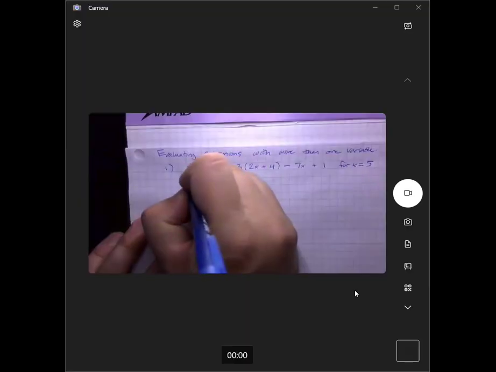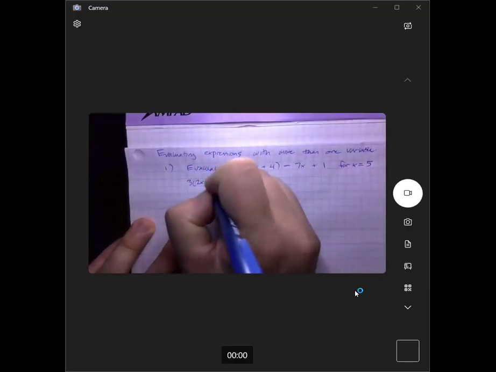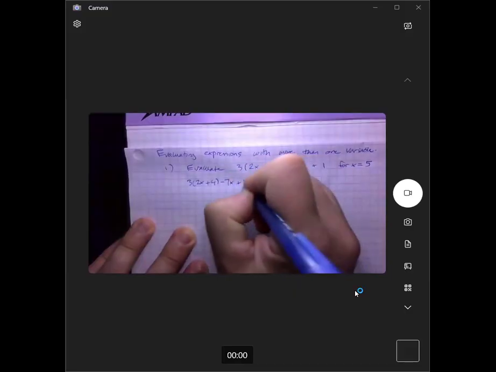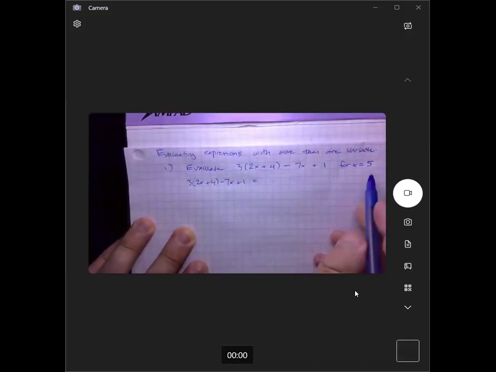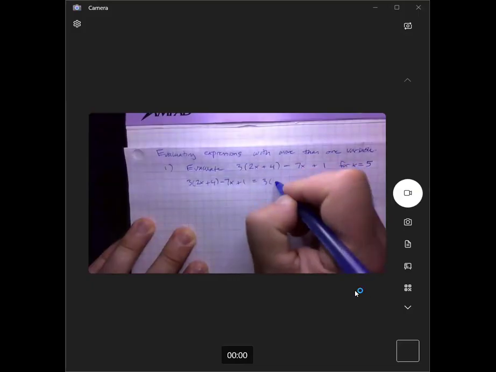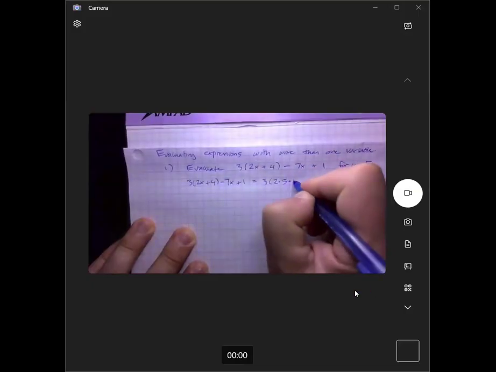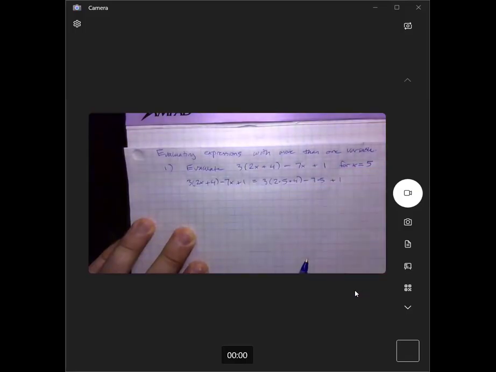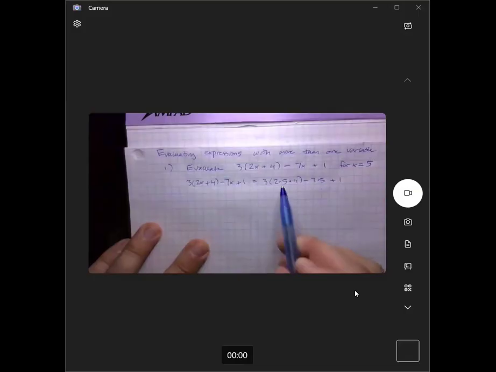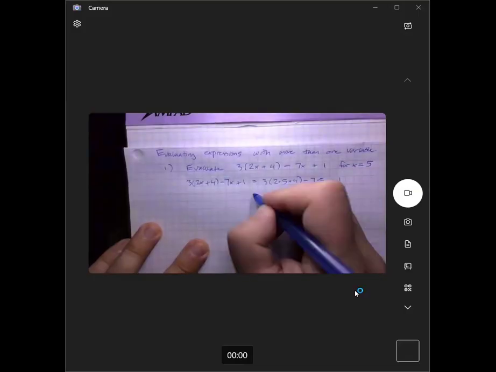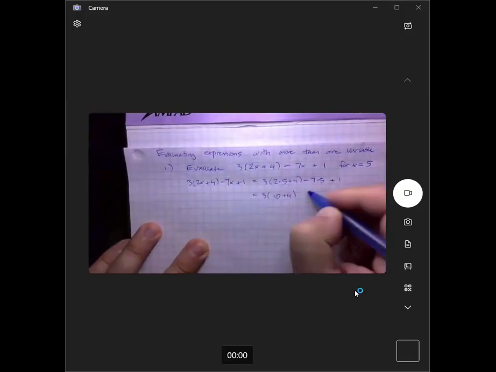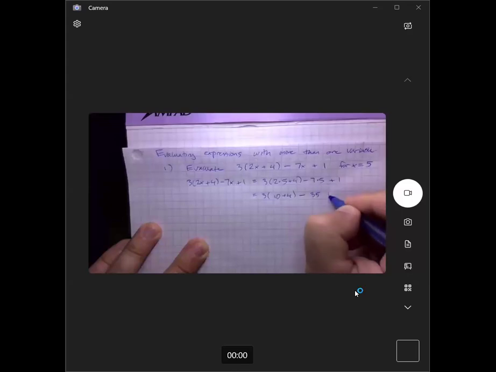The process works the same way. We replace every x with a 5. So it'd be 3 times (2 times 5 plus 4) minus (7 times 5 plus 1). And then we work through our mathematical operations. We have a parentheses, so let's do that first. 2 times 5 is 10 plus 4. And then minus 7 times 5 is 35 plus 1.